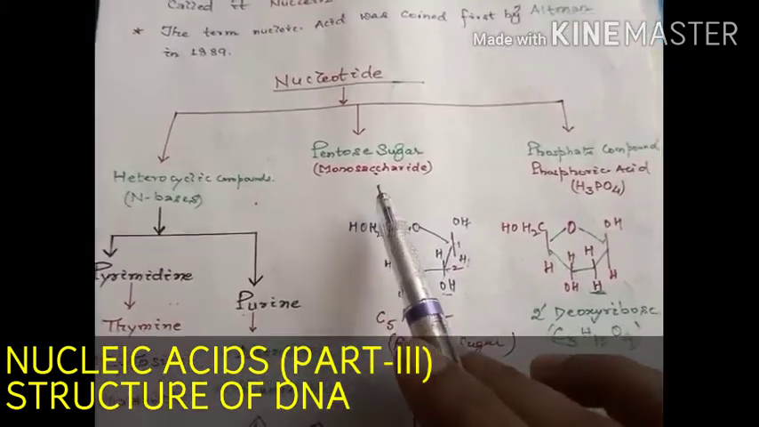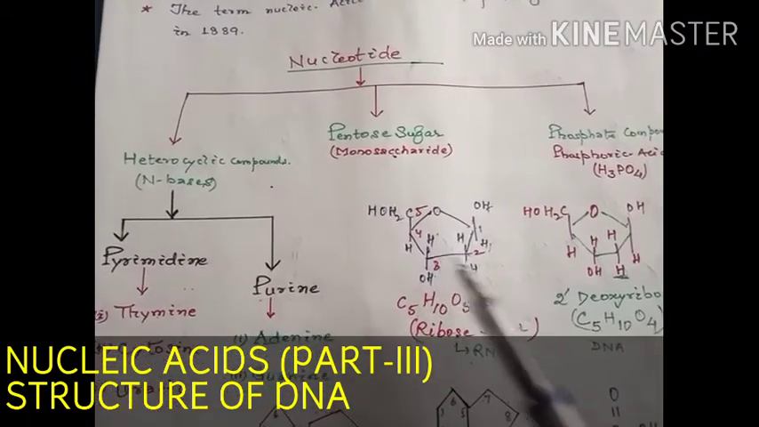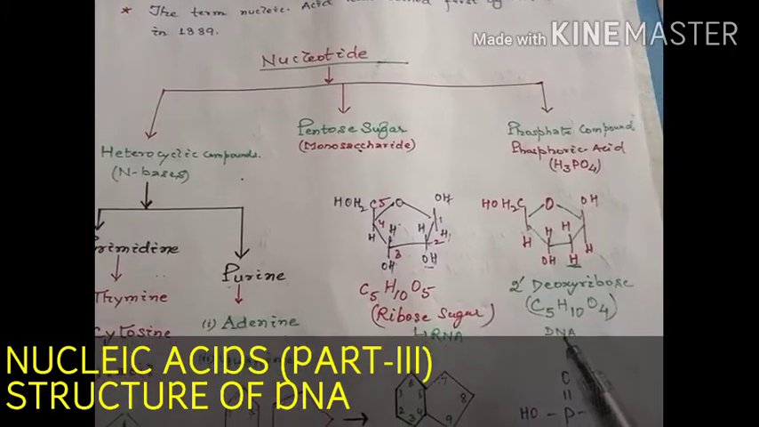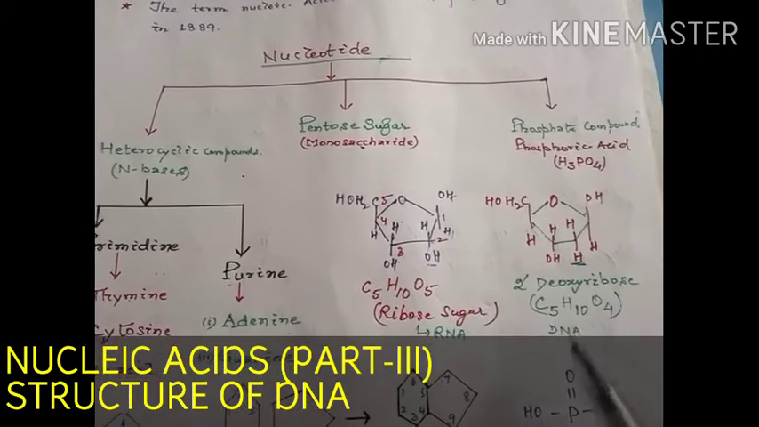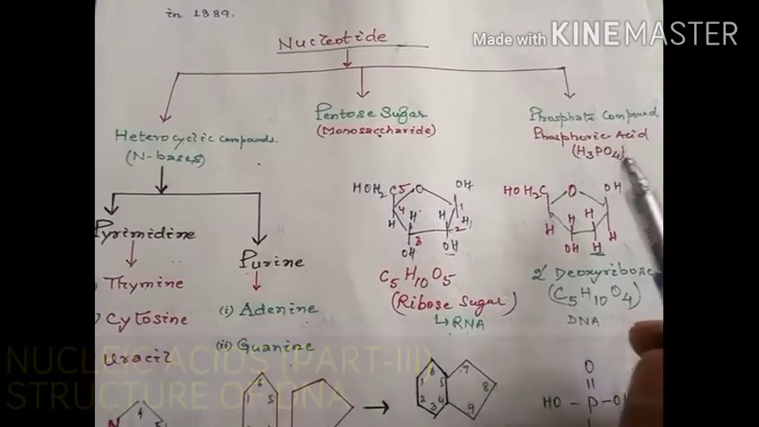The second was the pentose sugar, in the form of ribose in the case of RNA, in the form of deoxyribose sugar in the case of DNA, and a phosphate compound in the form of phosphoric acid.